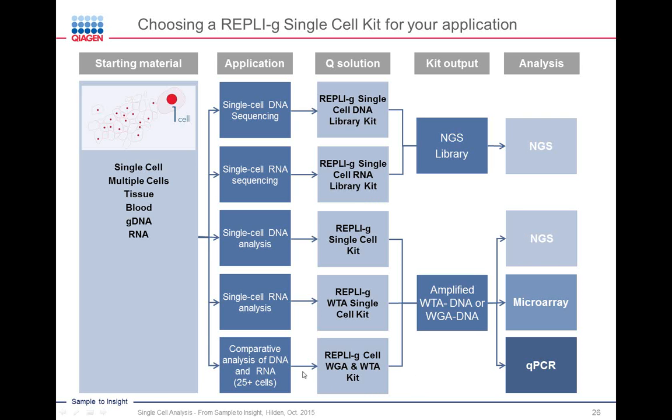And then a final set of products that I'd like to touch on briefly is not really single cell, but it's sort of a small input or very low number of cell platform. And that's with a small number of cells. In this case, it's 25 plus. So if you're able to come up with 25, 30, 50 cells, something along these lines, you can analyze the whole transcriptome and the whole genome in parallel. Now, this would be the REPLI-g WG and WTA kit.